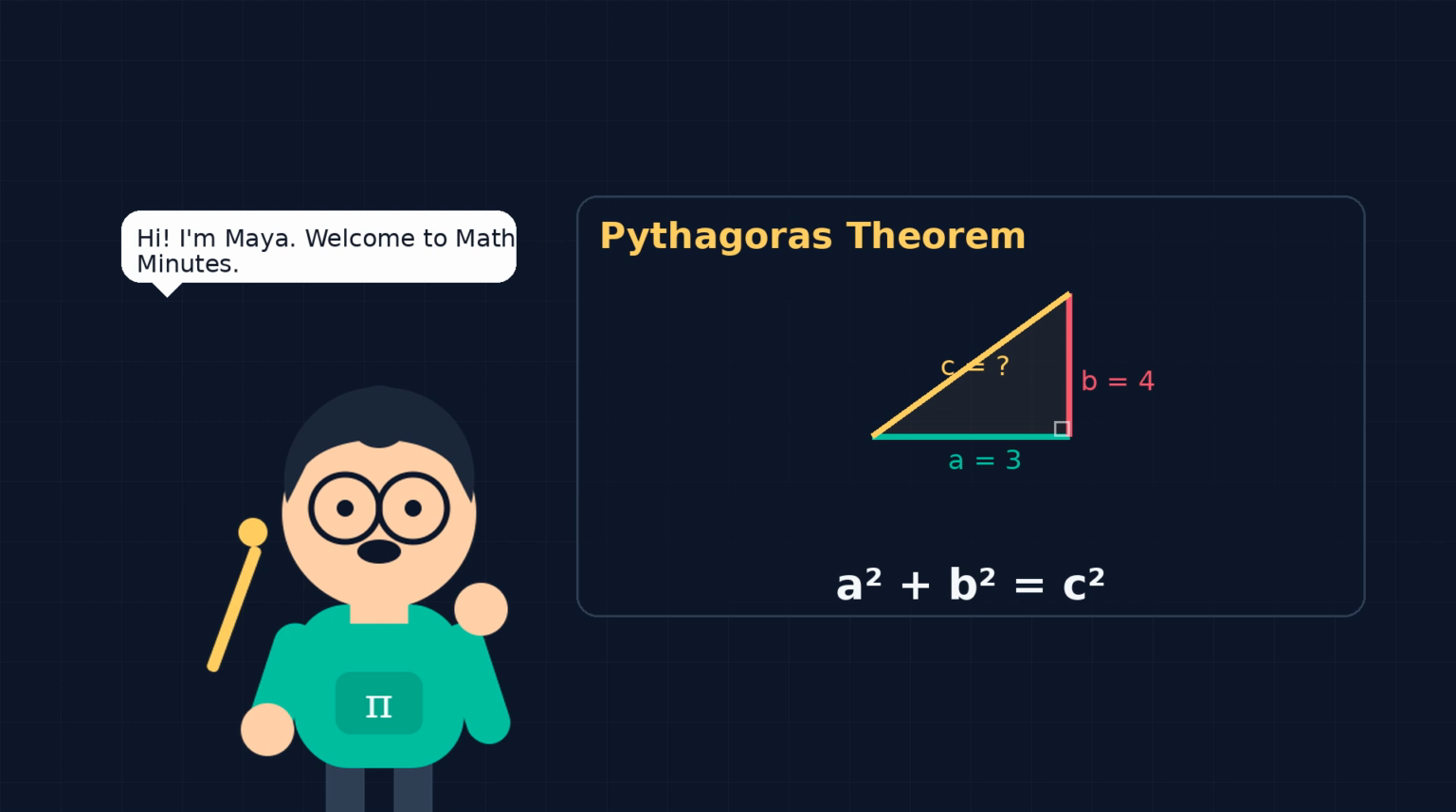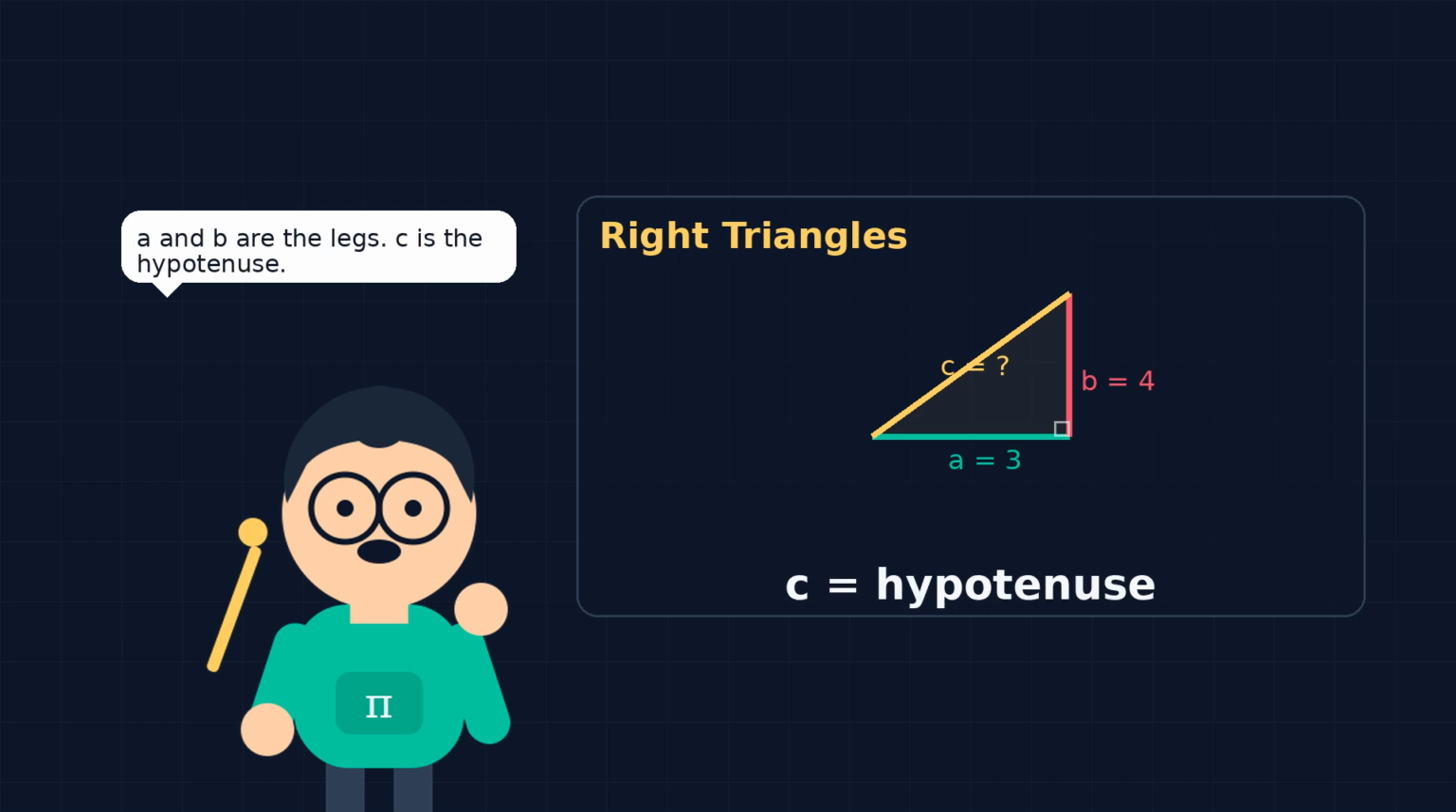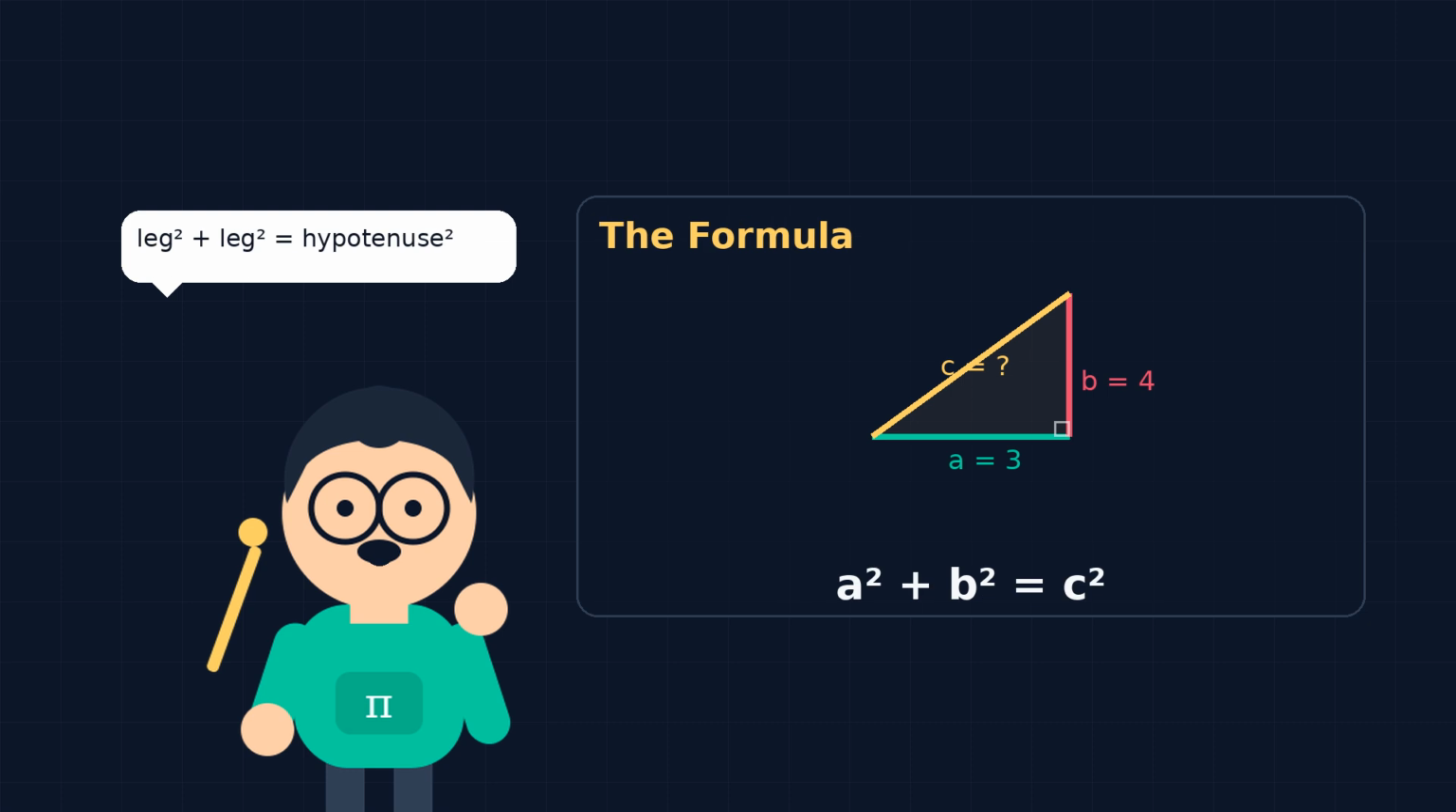Today, we're mastering the Pythagoras Theorem, the most famous formula in geometry. First, a quick rule. Pythagoras only works for right triangles. That's a triangle with one 90-degree angle. The two short sides are called A and B, the legs. The longest side opposite the right angle is C, the hypotenuse. Never forget that. The theorem itself is beautifully simple.